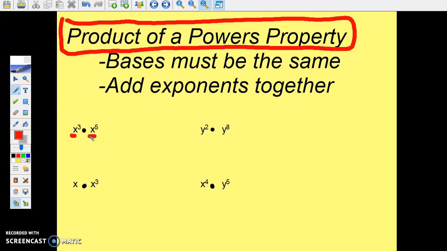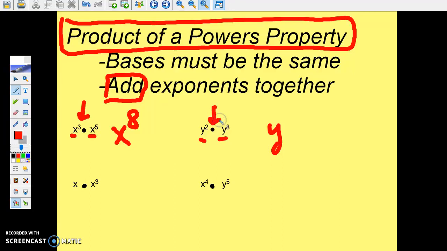If the bases are the same and you see multiplication, then what we're going to do is add the exponents together. So the base stays as x, and then simply we add the 3 plus the 5 together, and this simplifies into x to the 8th power. Our second example, our base is y, so we add the exponents together because we see multiplication. So this becomes y to the 10th power because you're doing 2 plus 8.